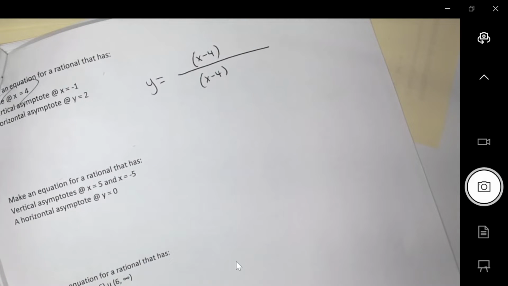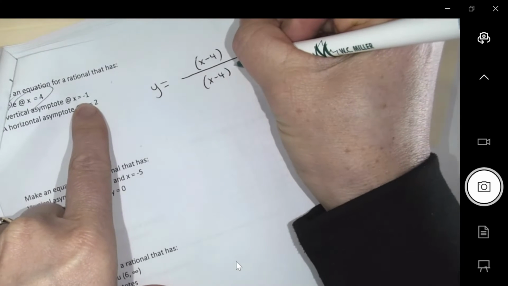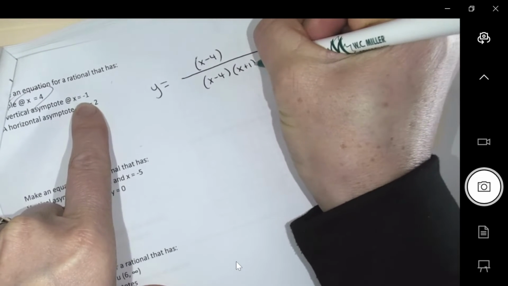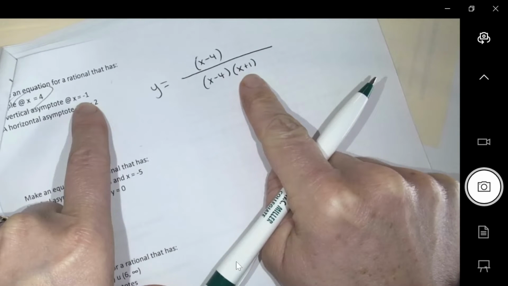I had the factors that cancel, and we have to have factors that are opposite, right? So a positive 4 means my factor is x minus 4. We need a vertical asymptote at negative 1. So therefore I need an x plus 1 on the bottom.